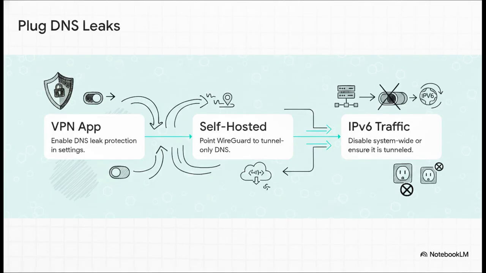To plug this hole, here's what you've got to do. First, look for the DNS leak protection toggle in your VPN app and make absolutely sure it's actively enabled. If you're a power user running a self-hosted WireGuard setup, you need to explicitly point your config's DNS line to a server that is only reachable through the tunnel. And here's step 3, an incredibly sneaky, often missed culprit: IPv6. If your VPN only tunnels IPv4 traffic, your device might just send IPv6 traffic right around the VPN. You need to either disable IPv6 system-wide or rigorously confirm that your VPN actually tunnels IPv6 traffic as well.